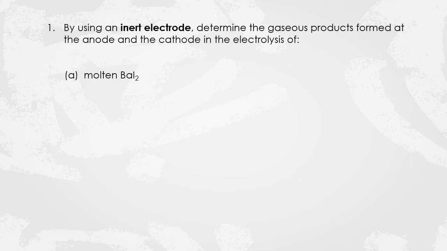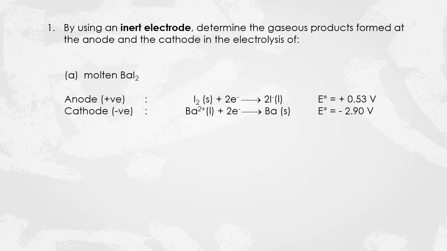as part of our selections when choosing which of the ions will be discharged. The anode will attract anions, so it's going to attract iodide ion, while the cathode will attract cations. It's going to attract barium 2+ ion. So please note here we have only liquid states.